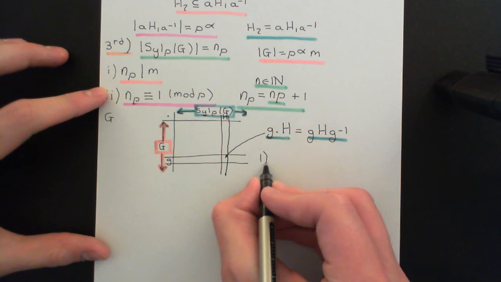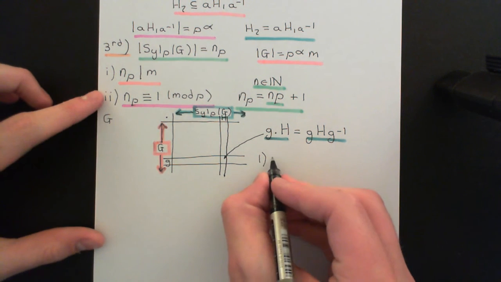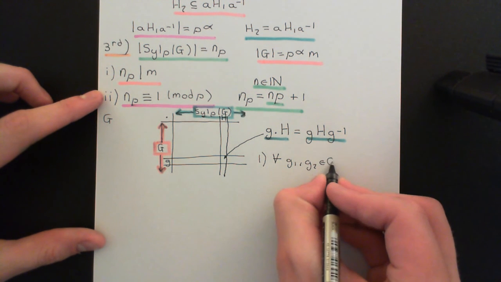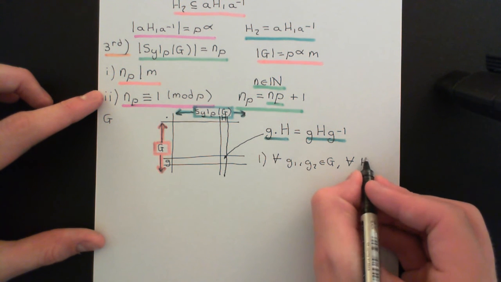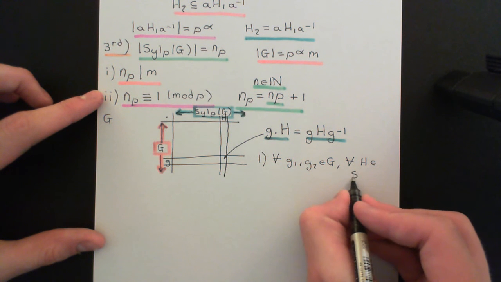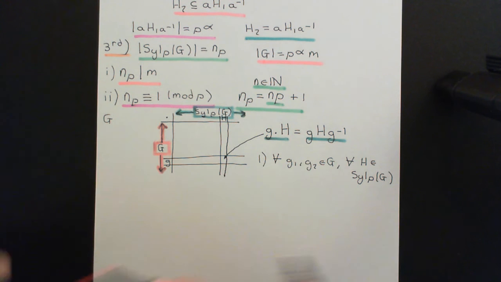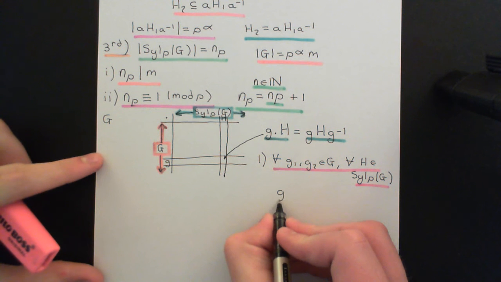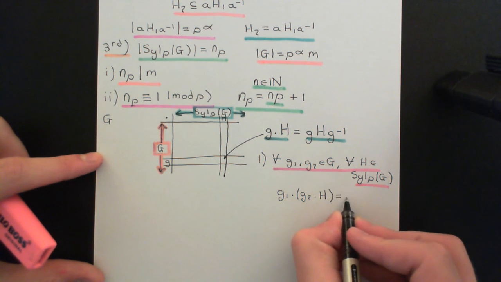So again, axiom number 1, and you're probably getting sick of these axioms now, but we need to check them. Axiom number 1 of a group action says that for all g1 and g2 that you pick from the group capital G, and for all Sylow P subgroups that you can possibly pick from the set of all Sylow P subgroups in G, it must be the case that g1 dot (g2 dot H) is equal to (g1 composed with g2) dot H.